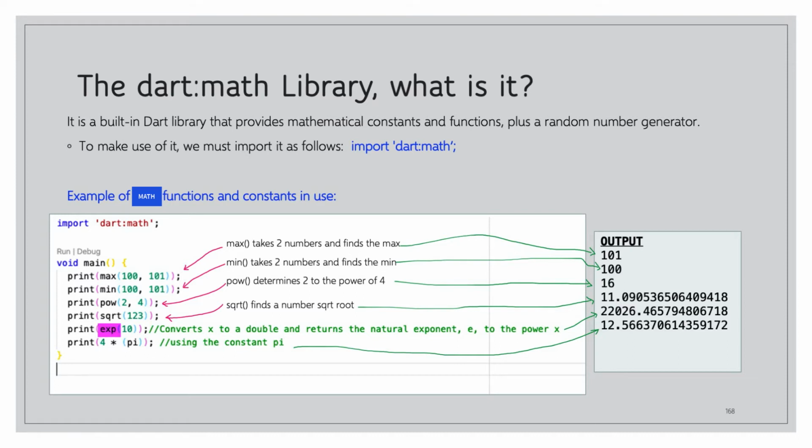Exponent, this converts x, our number, to a double and then returns the natural exponent, e to the power of x. And finally, we can use the pi constant and we can multiply, in this example, 4 times pi, and it gives us 12.5663, etc.